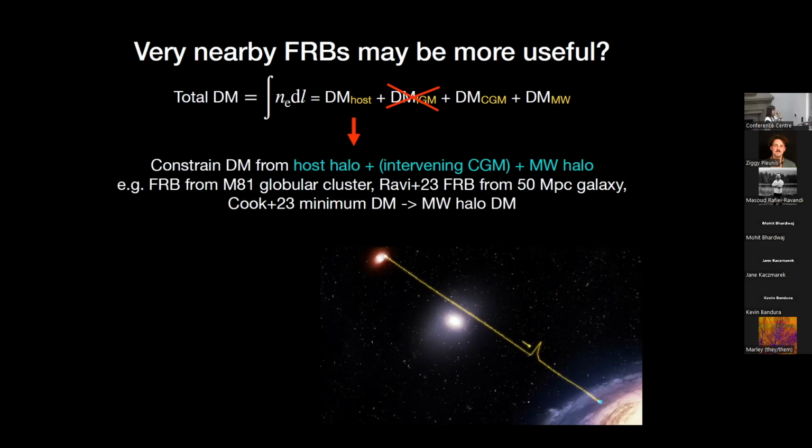A very good example of this is the FRB from the M81 globular cluster. There's no contribution from the M81 disk, so you only have contribution from the M81 halo and the Milky Way halo. So the total DM is actually placing very interesting upper limits on the CGM of these two halos. And by the way, M81 and the Milky Way have pretty similar halo masses. So in my opinion, this is going to be more useful.